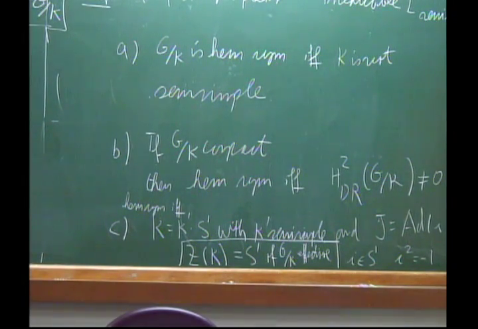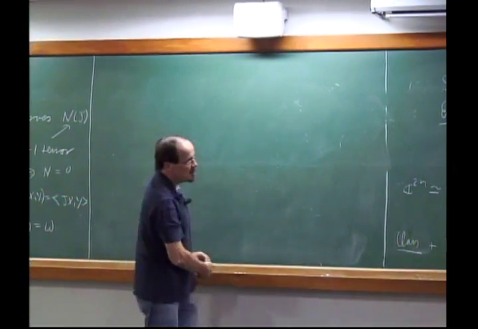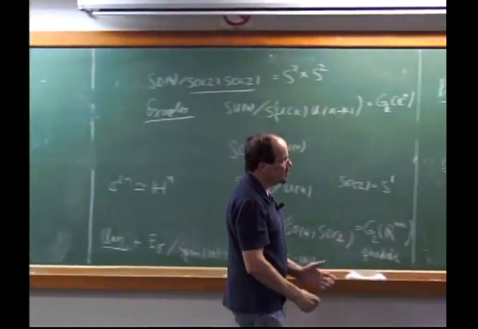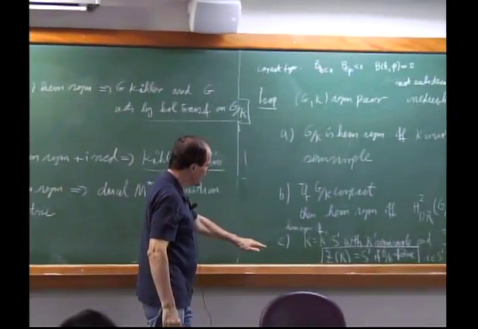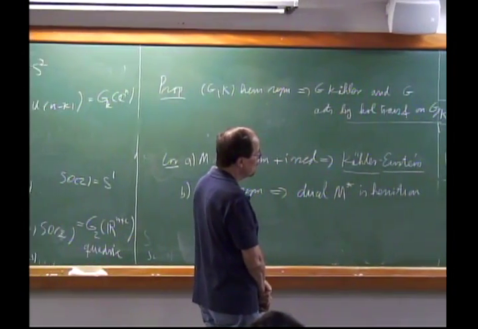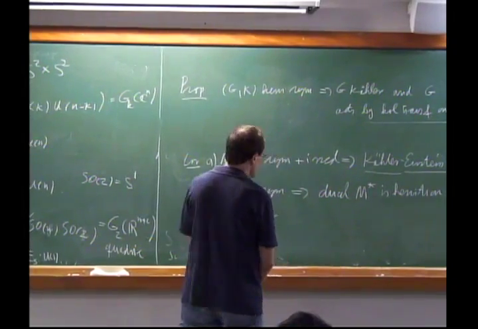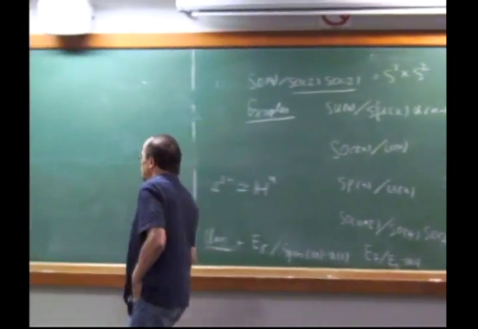So maybe I'll just state it that way, right? The symmetric pair with no Euclidean factors. Maybe that's the best way to state it. Take any symmetric pair with no Euclidean factors. A and B always hold, and C holds if it's irreducible, an irreducible Hermitian symmetric space. So to prove this, we do B first. So we're looking at de Rham cohomology.